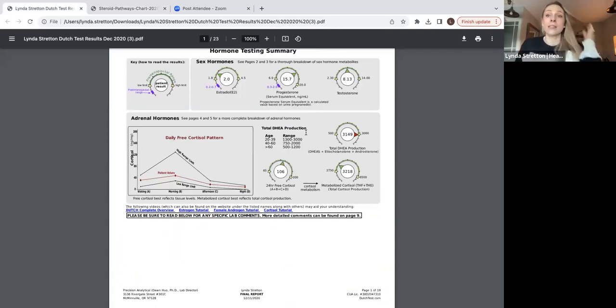This is a really old test of mine. I did this because we were going to try for a baby, and I just wanted to see where everything was, because I knew I had low estrogen. I had a really light short bleed, but I didn't know what was going on with other stuff.